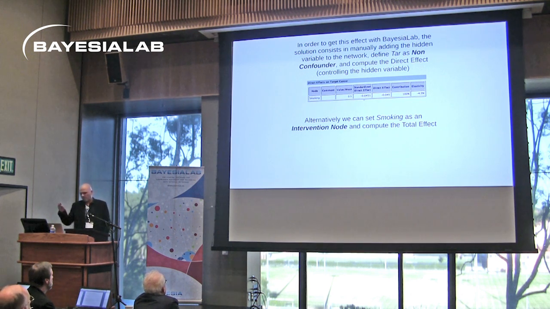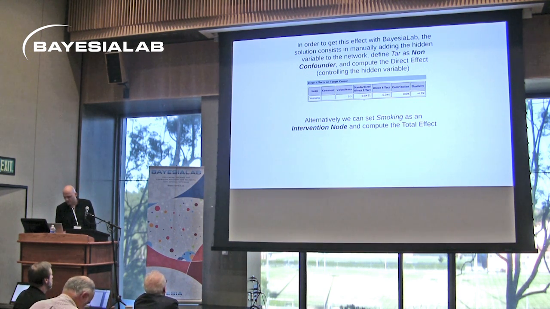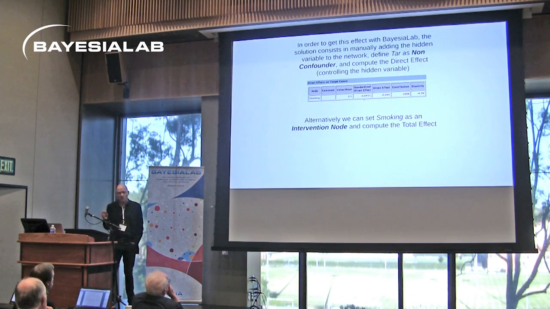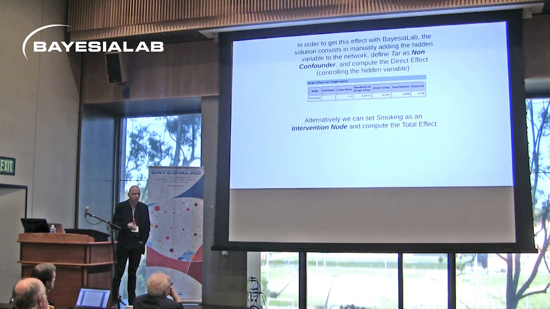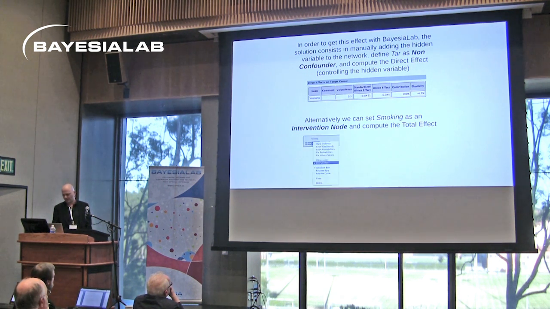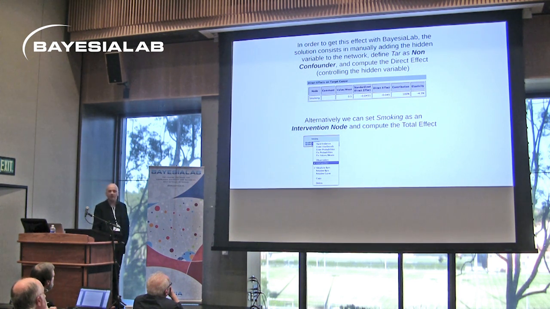So we can either use likelihood matching, and then we need to use direct effect analysis, or we can set the node smoking as an intervention and then use the total effect, as we are going to remove the link from smoking to the hidden variable. So you just right-click on the monitor and say smoking is not just a node that I will observe, but I will intervene on it.